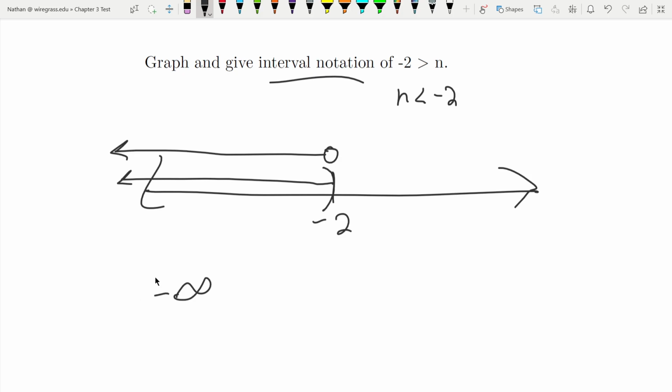With -infinity, always have the parenthesis next to it. You never put a square bracket, which means it's included, because you can never get to infinity. And then it's just going to be -infinity up to -2. -2 has a parenthesis here, so we're going to use a parenthesis here as well. So this is the graph of this interval, and this is the interval notation.